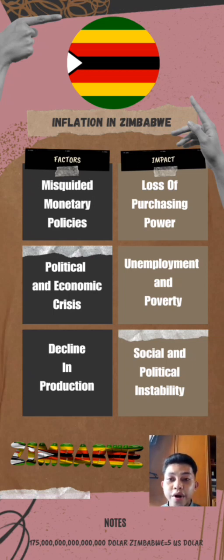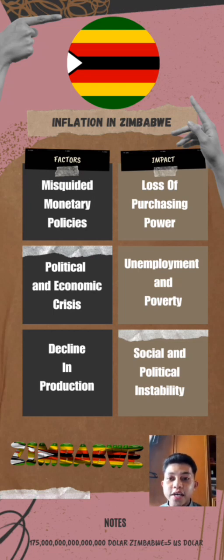First, misguided monetary policies. The Zimbabwean government excessively printed money to finance a large budget deficit and pay off national debt. This led to a drastic increase in the money supply, while economic growth and production remained low. The abundance of money in circulation triggered skyrocketing inflation.